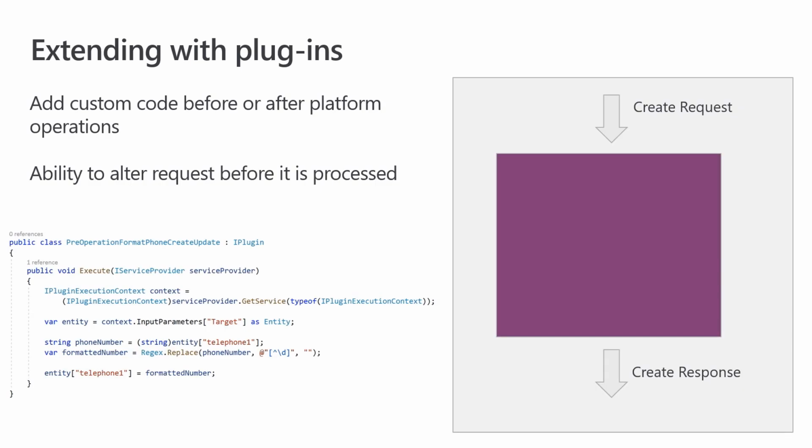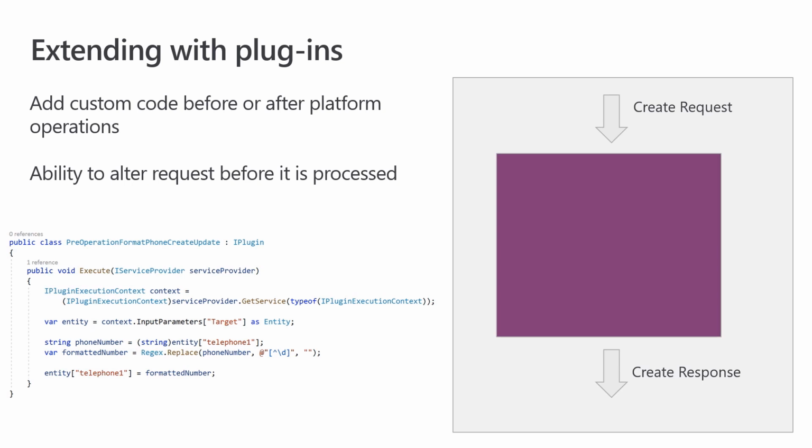Now let's talk about one of the deepest extensions that you can do of the platform, and that's to build a plugin that plugs into the operation pipeline and registers to be processed as part of one of the messages the platform is processing. The best way to understand this is think about everything that is done in the platform as a request and follows a request and a response pattern.